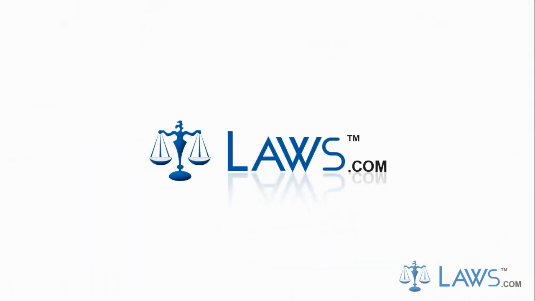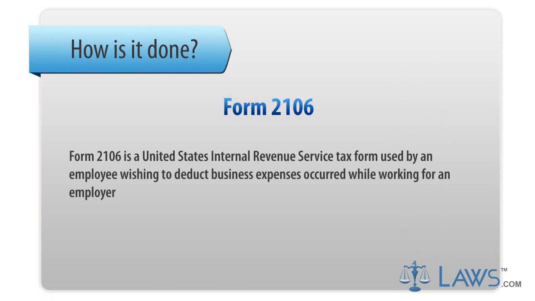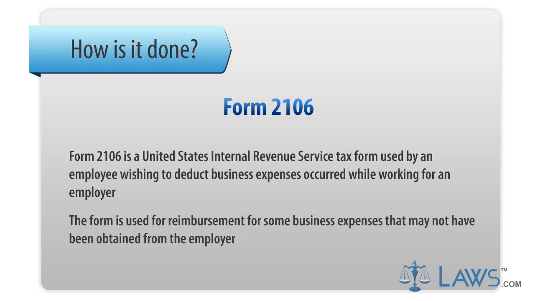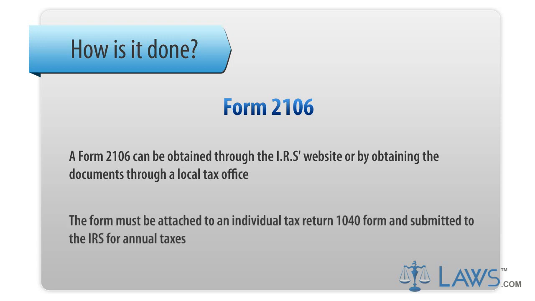Laws.com Legal Forms Guide. Form 2106 is a United States Internal Revenue Service tax form used by an employee wishing to deduct business expenses incurred while working for an employer. The form is used for reimbursement for some business expenses that may not have been obtained from the employer. A Form 2106 can be obtained through the IRS's website or by obtaining the documents through a local tax office. The form must be attached to an individual tax return 1040 form and submitted to the IRS for annual taxes.